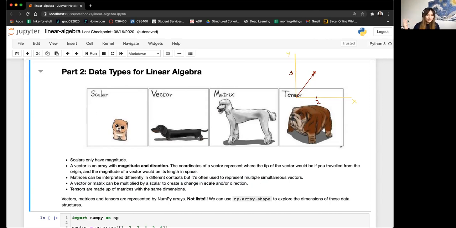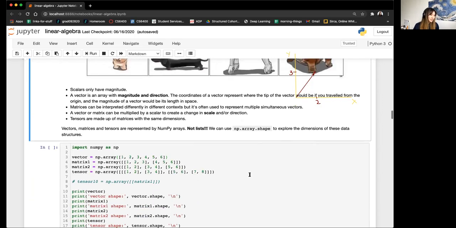With these data types, it's just good to be familiar with the names. If someone ever brings up the word tensor, you'll at least know what they're talking about. Something that's important to note is that vectors, matrices, and tensors are represented by NumPy arrays, not lists. We'll see some functionality that NumPy arrays have that lists do not. And something else that we can use is NumPy array.shape to explore dimensions of these data structures.